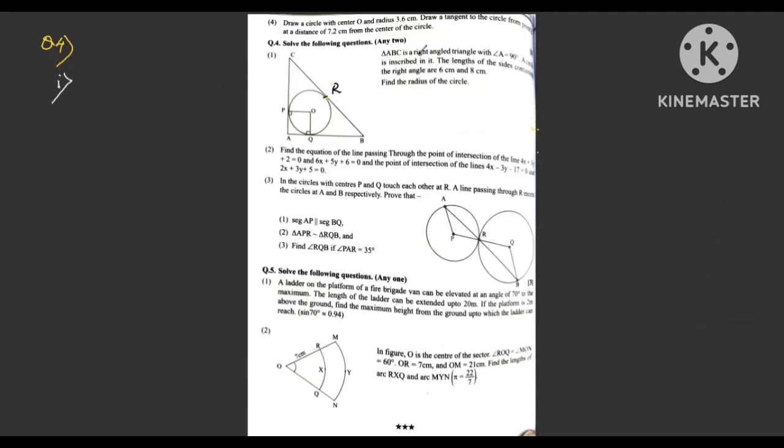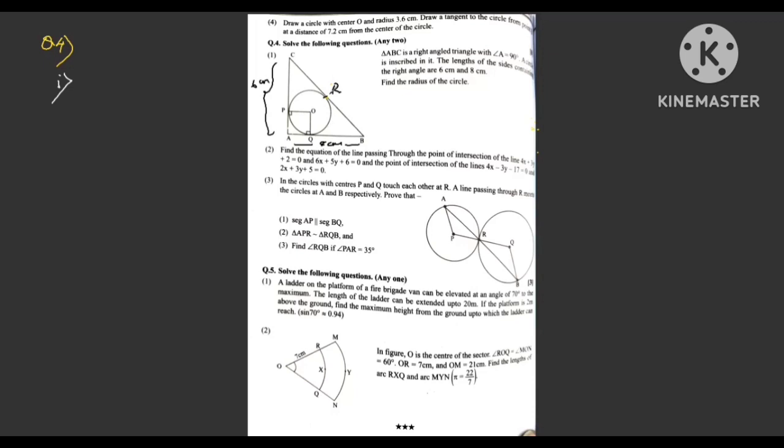Triangle ABC is right angled with angle A equal to 90 degrees. A circle is inscribed in it. The lengths of the sides containing the right angle are 6 centimeter and 8 centimeter. This side is 6 centimeter and this side is 8 centimeter. And they want to find the radius of the circle.